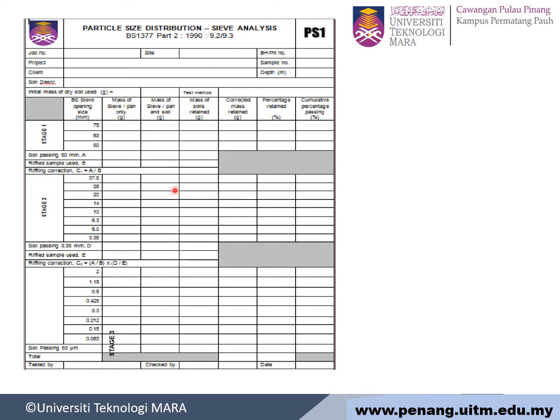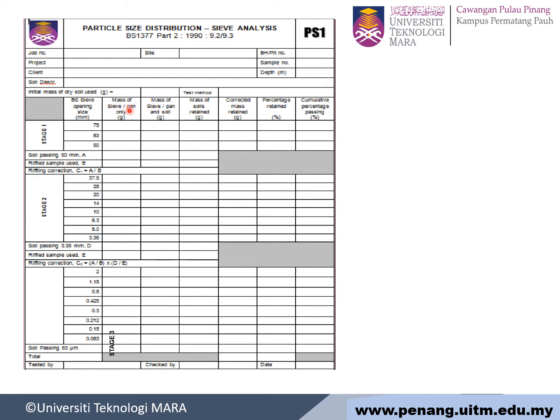This is the table that we are going to use to analyze the sample of the sieve analysis. If you look here, you have stage 1, stage 2 and stage 3. If you have many stages, you have to do a refill correction. This is the equation for the refill correction. Here you have the sieve size openings of different sizes. At the top is larger, and at the bottom, the last one is 0.063.